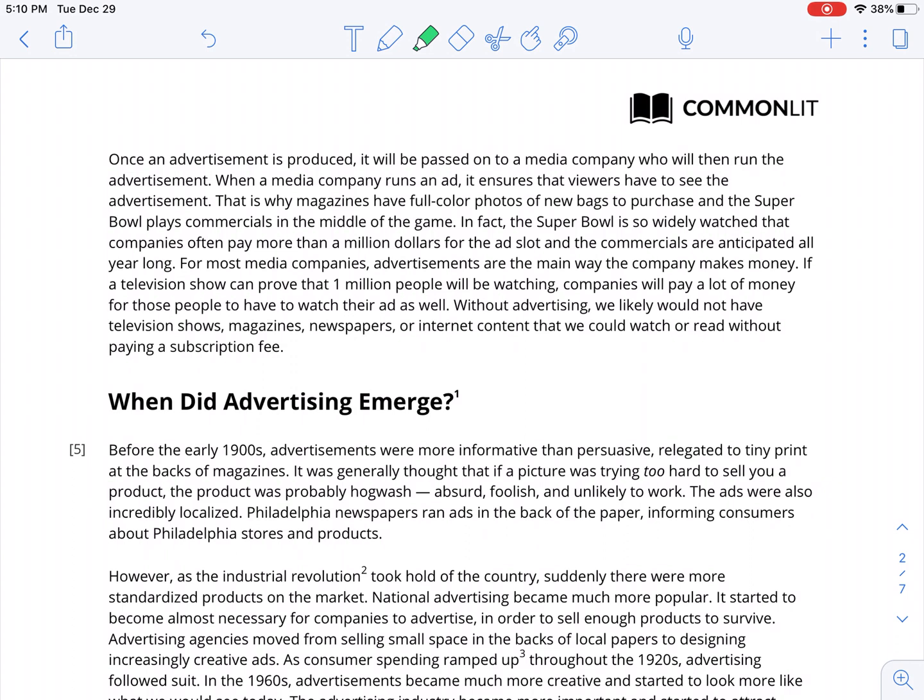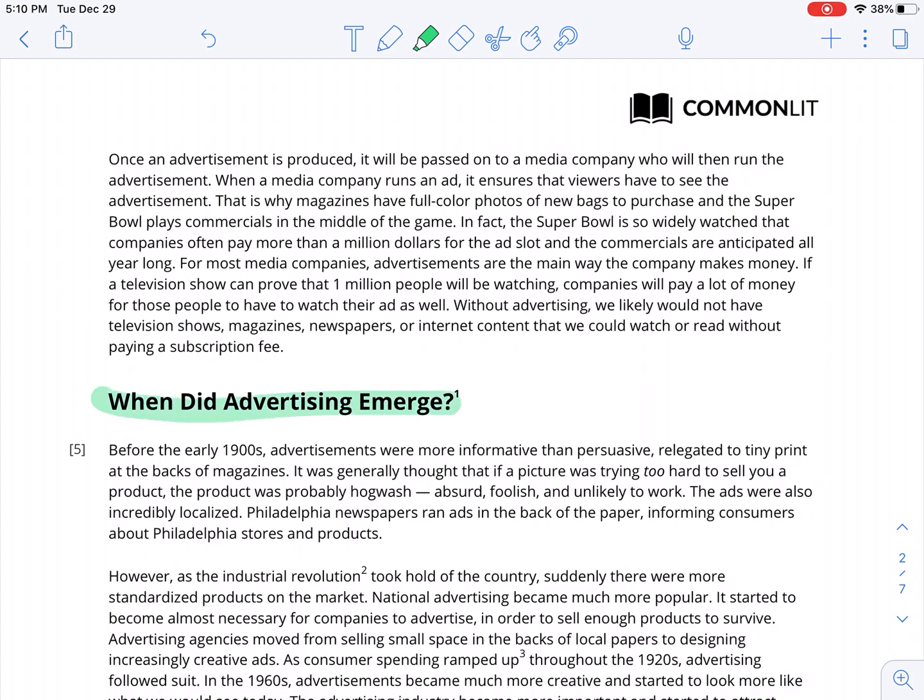For most media companies, advertisements are the main way the company makes money. If a television show can prove that 1 million people will be watching, companies will pay a lot of money for those people to watch their ad as well. Without advertising, we would likely not have television shows, magazines, newspapers, or internet content that we could watch or read without paying a subscription fee.